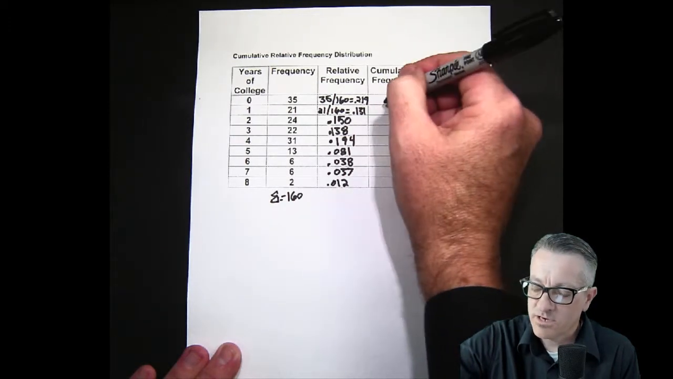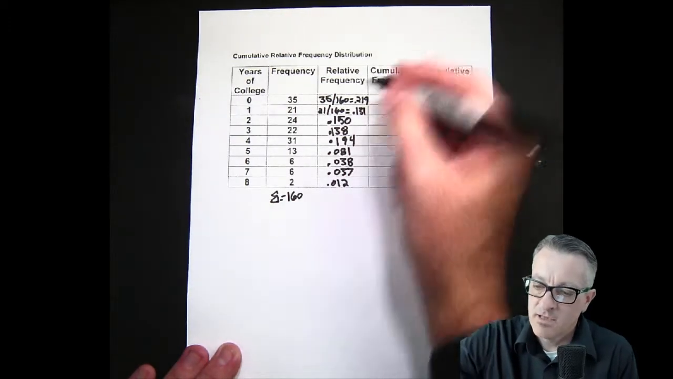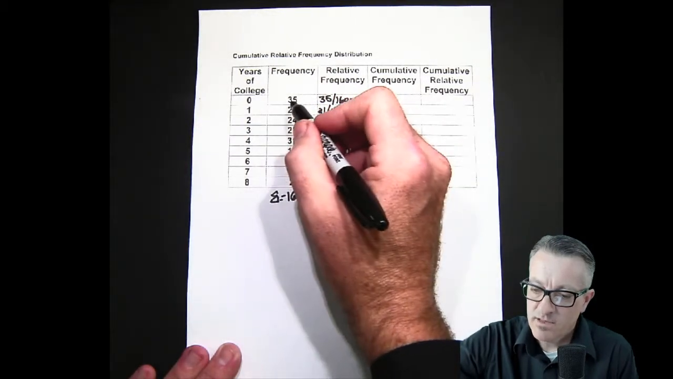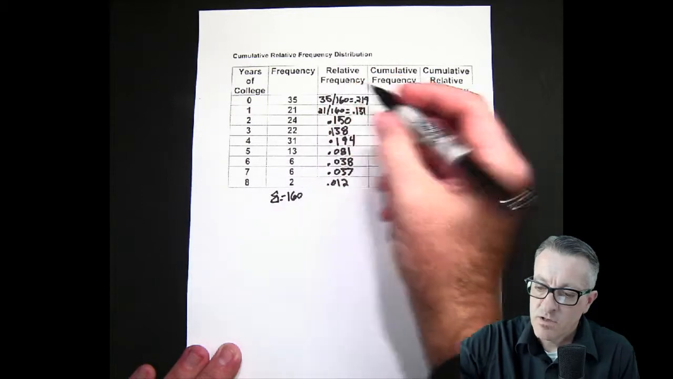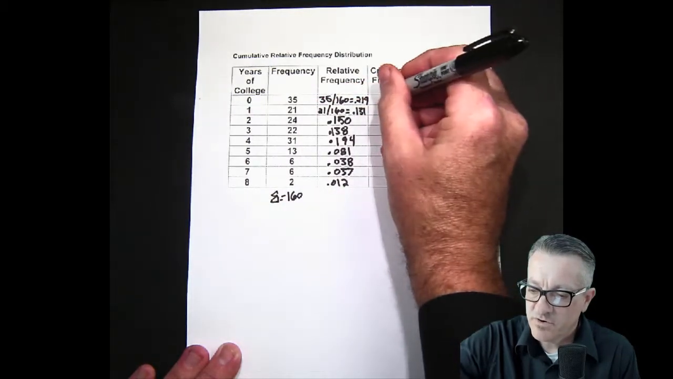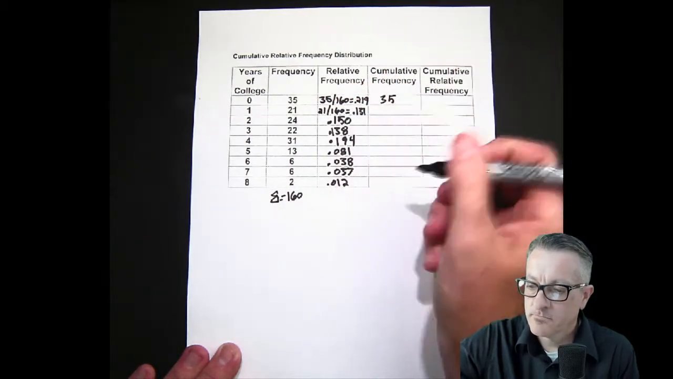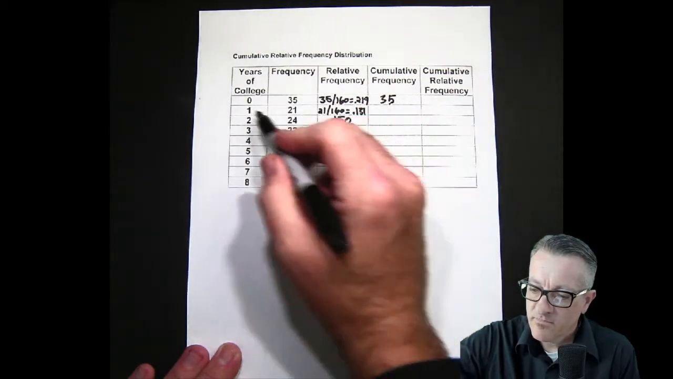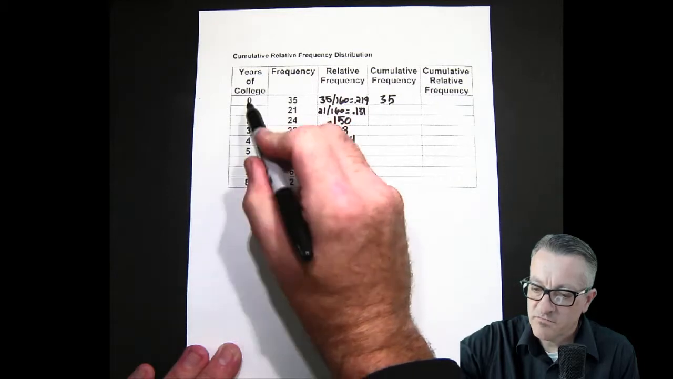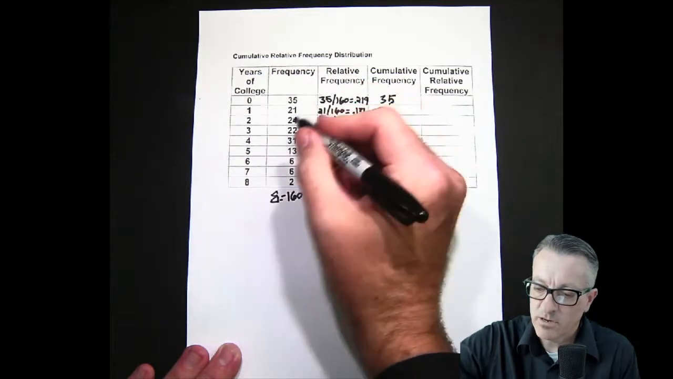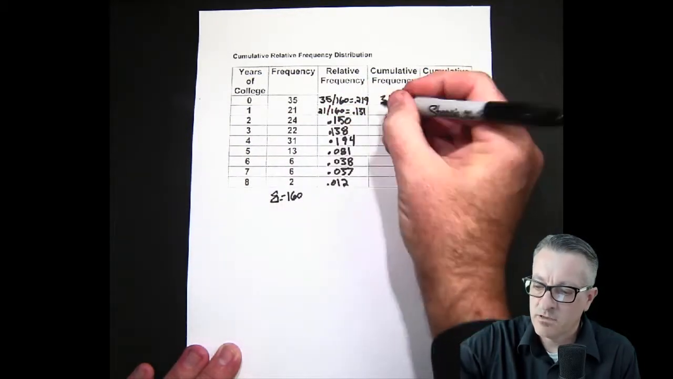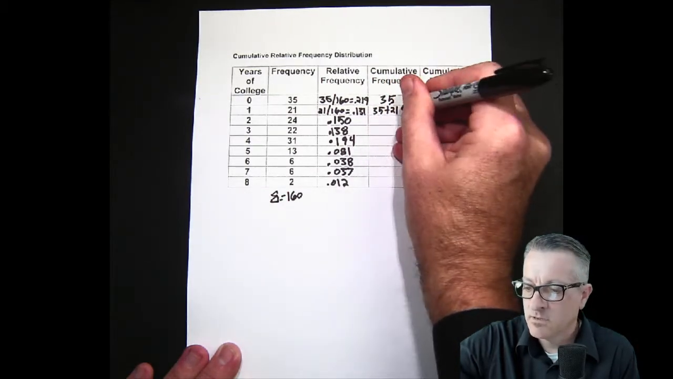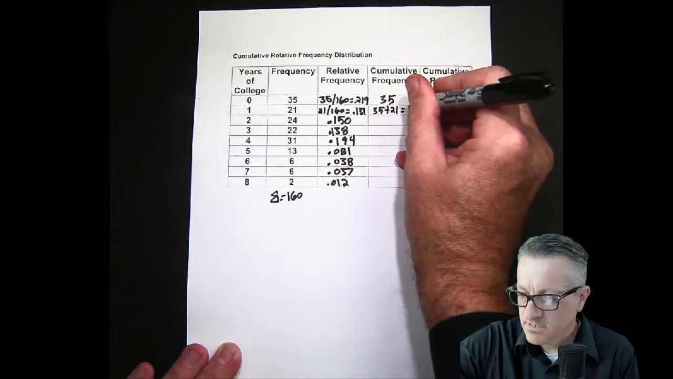And then we go to the cumulative frequency. What we do is take each group up to that point and add them together. The first one's always just the first one, so 35. And then the second one is the cumulative frequency of group 0 and 1. So it's 35 plus 21, and that equals 56.